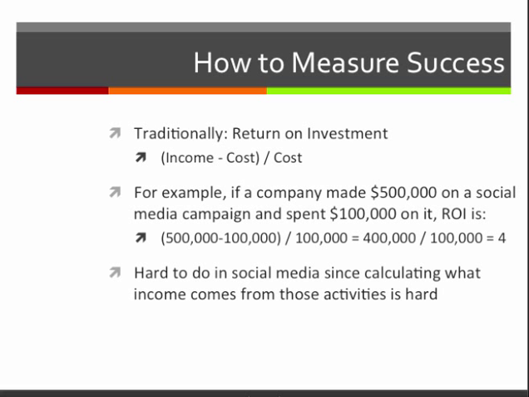If I made $1,000, I would do $1,000 income minus the $100 cost, which is $900, divided by the $100 on the bottom, which gives me a 9 times return on investment, or a 900% return on investment. There's a bigger example down here if you're interested.